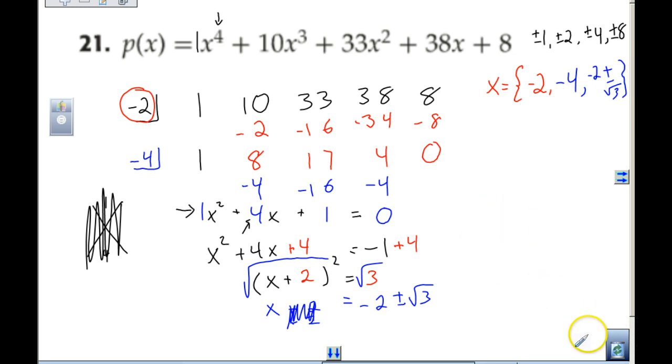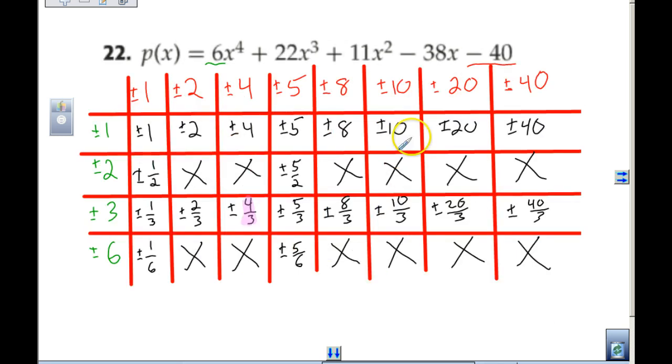Okay, last one. Now I already went ahead on 22 and made all the rational possible roots in a table. I took all the factors of 40: 1, 2, 4, 5, 8, 10, 20, 40, and all the factors of 6. So again, now we have a factor in front here, so I have to do all the factors of 6: 1, 2, 3, 6. And remember, you want to do the factors of 40 over the factors of 6. So 1 over 1 is 1, 2 over 1 is 2, 1 over 2 is 1/2, 1 over 3 is 1/3, 1 over 6 is 1/6.